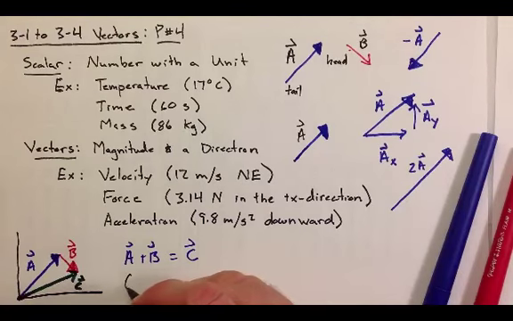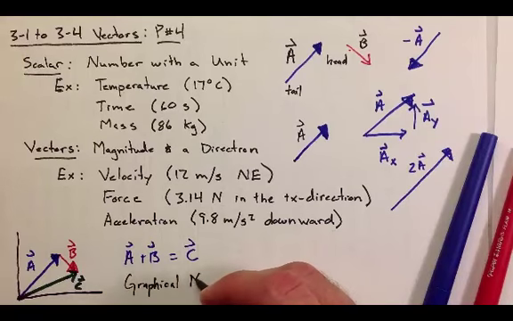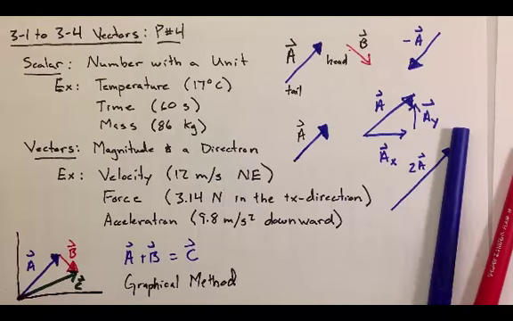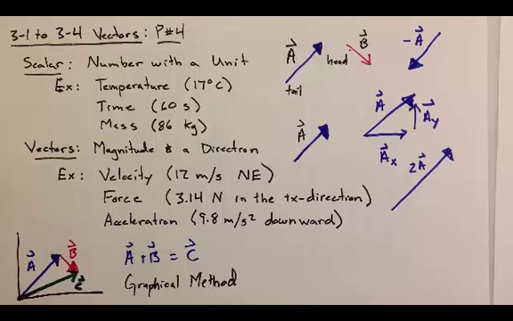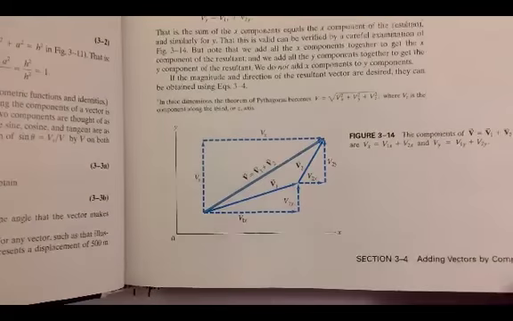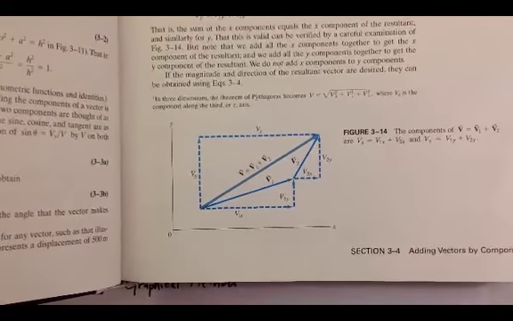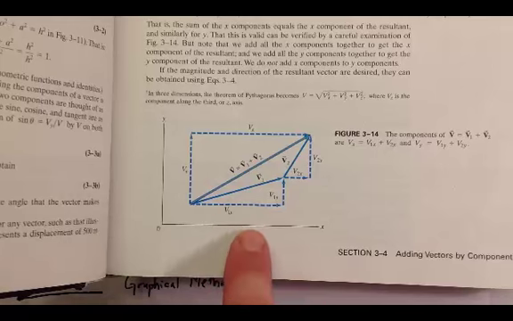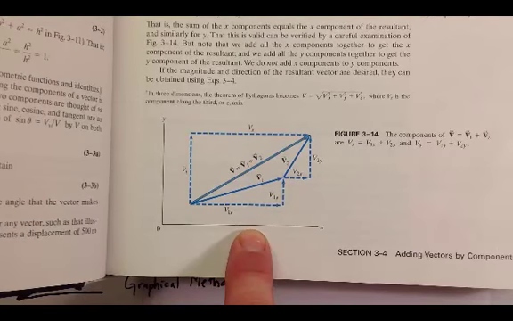It's easy to do, but it's not super accurate unless you have graph paper and a protractor and that type of thing. Okay? So what if you want a more accurate way to add together two vectors? Well, you can do the component method. And rather than drawing this, I'm going to refer you to figure 3.14 in your book on page 51. And here is the component method of adding together two vectors.